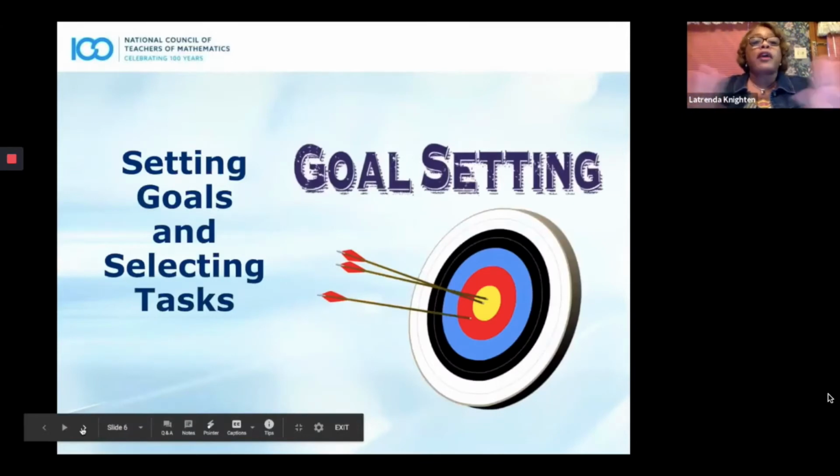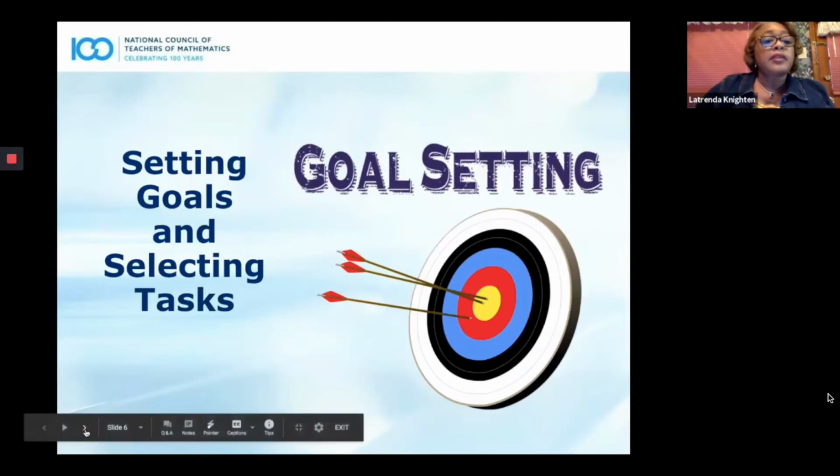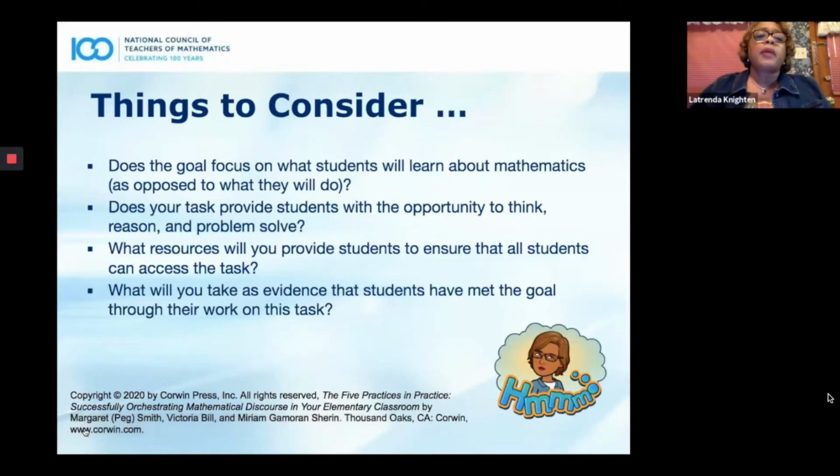So now that you've gotten a little bit of my story, we're going to dive right in. We're going to start with practice 0, setting goals and selecting tasks. There are a couple of things you have to consider. Does the goal focus on what students will learn about mathematics as opposed to what they will do? When you select the task, does it provide students with the opportunity to think, reason, and problem solve? What are the resources that you're going to provide to ensure that all students can access the task?